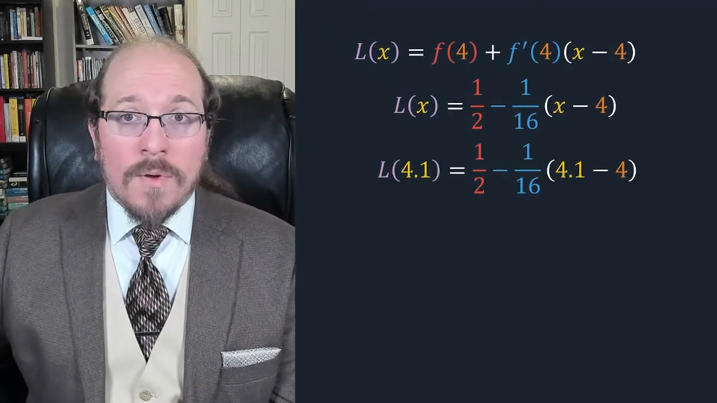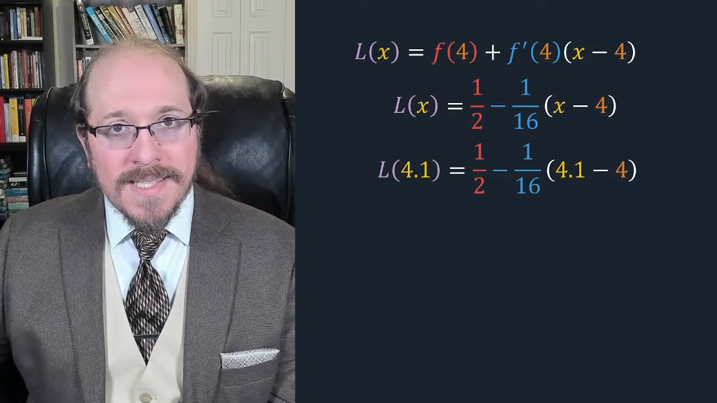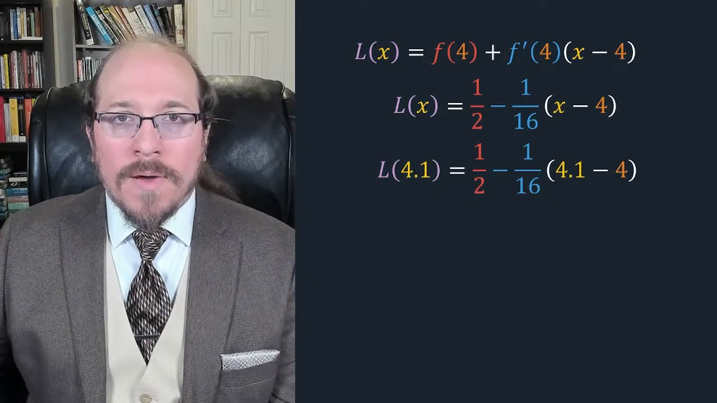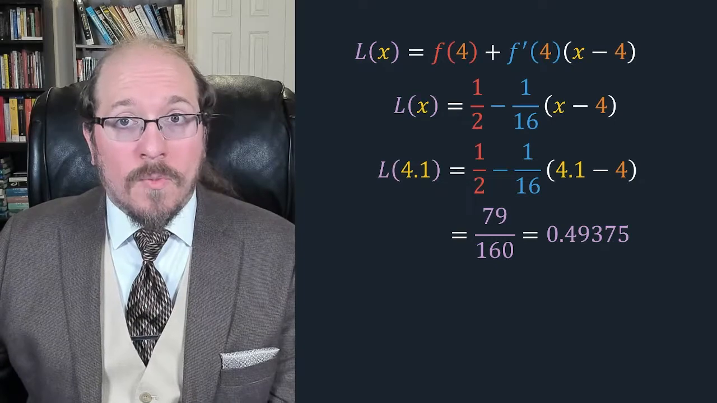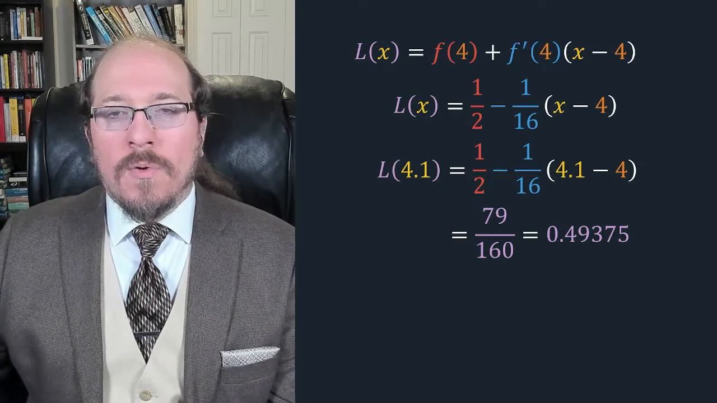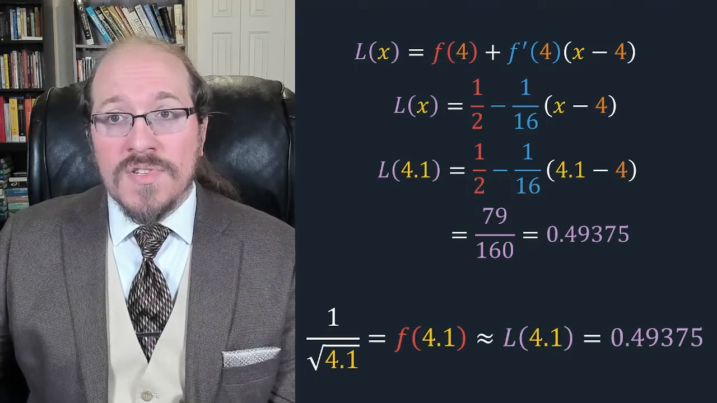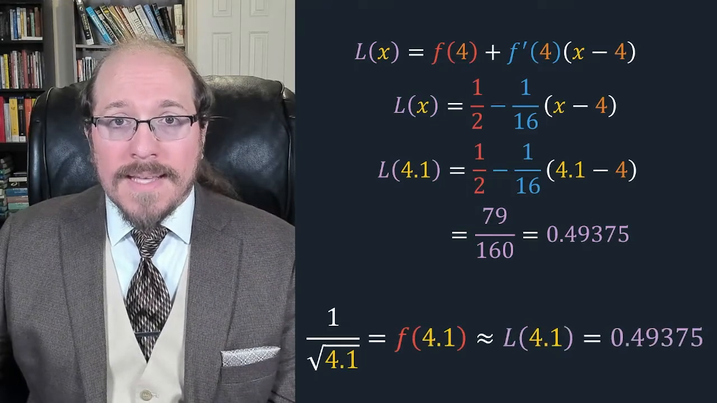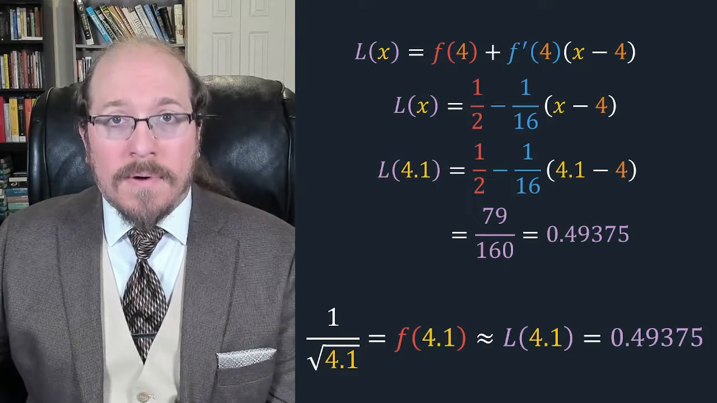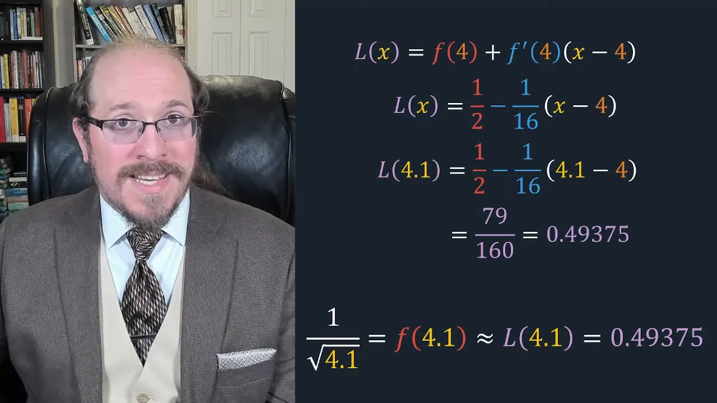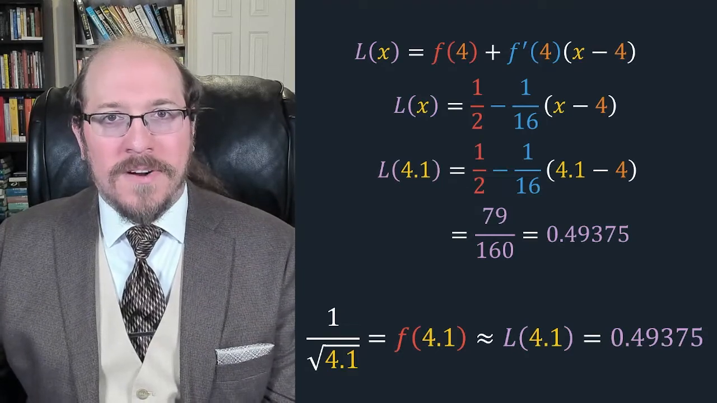If we plug in 4.1 into L of x, we get 1/2 minus 1/16 times the quantity 4.1 minus 4, which comes out to 79 over 160, or 0.49375. So that tells us that the inverse square root of 4.1 is about 0.49375. That's our linear approximation. And just like we said earlier, it's a little less than 1/2. Doing good so far.